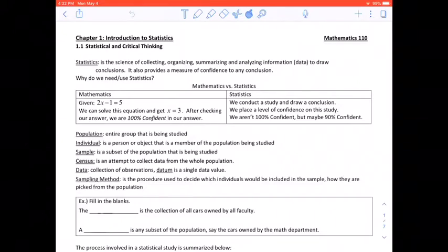Statistics is very useful. You guys will see that in sports. You'll see that on the news, world reports, the census. So much statistics are out there. There's a big difference between normal math classes and statistics.